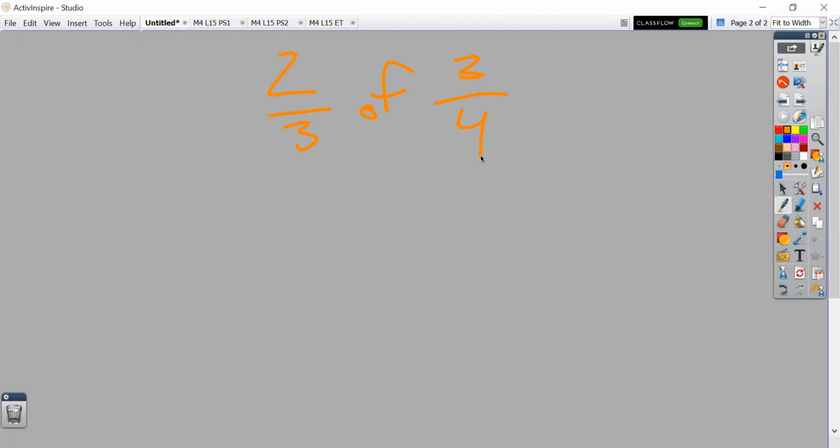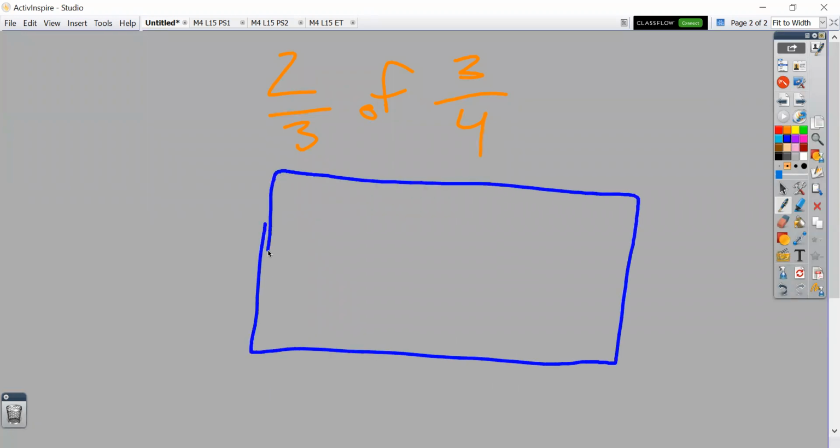Now that we have two non-unit fractions, it doesn't really matter which model or which fraction we start our model with, but it's super important to label. I was kind of getting on some of us yesterday about not labeling our model. So I'm going to create 3/4 first. I'm going to also shade in.